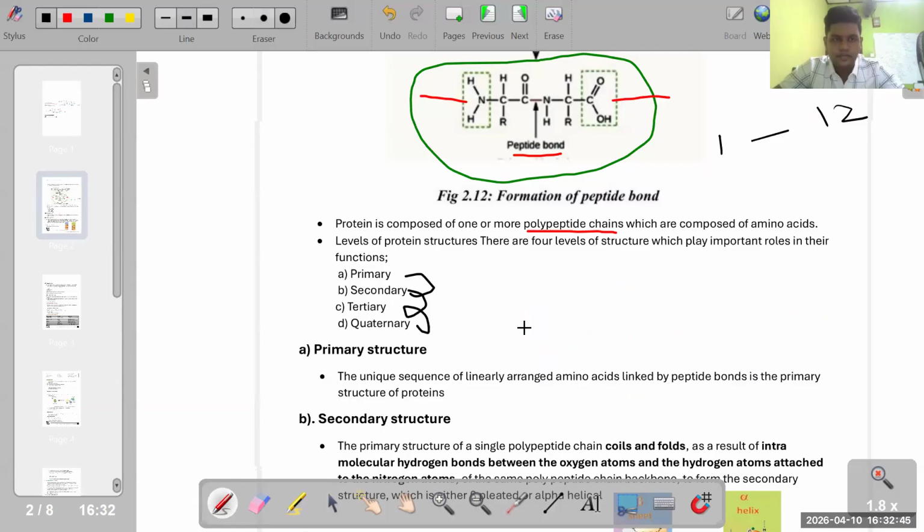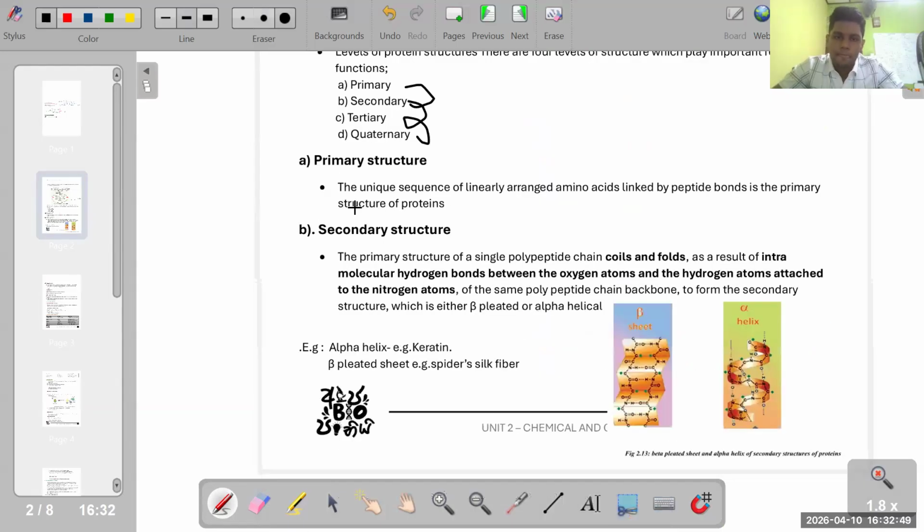Clear, right? Very good. Okay, let's go on to the primary structure. What is this primary structure? So let's see. The unique sequence of linearly arranged amino acids linked by peptide bonds is the primary structure of protein. Is it hard to understand? Just read that point and see, with the knowledge we have studied so far. Do you find any difficulties in understanding that?